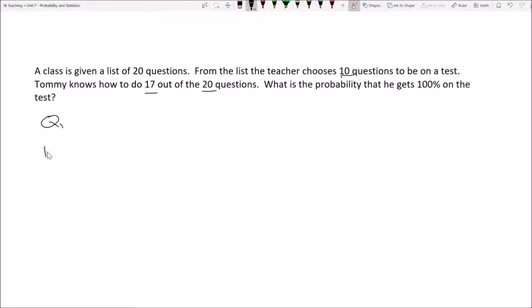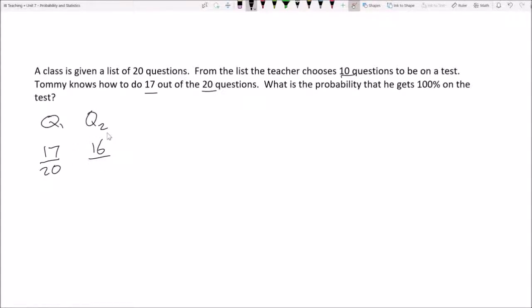He knows how to do 17 out of the 20 questions, and they're going to be chosen randomly, so he has a 17 in 20 chance of getting question 1 right. What about question 2? Does he have the same probability? No, because we already found the probability that he knows how to do the first one. One of the questions that he knows how to do was already used, so he only knows how to do 16 of the remaining questions.